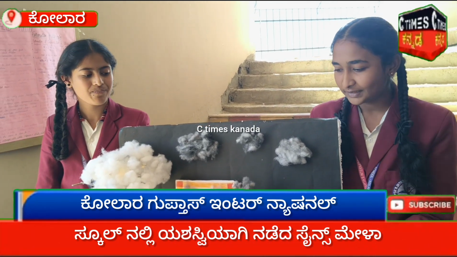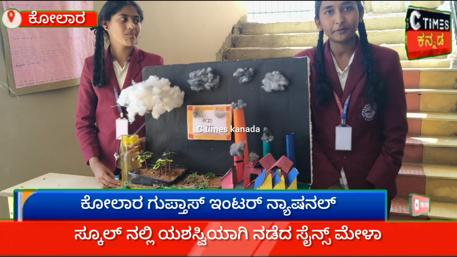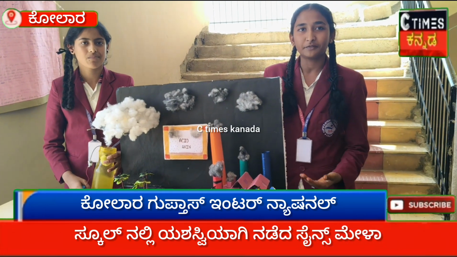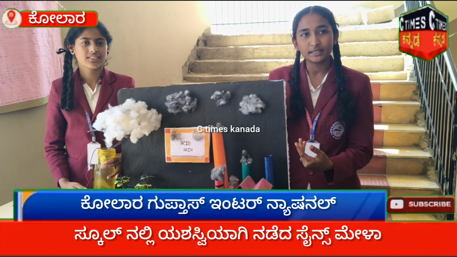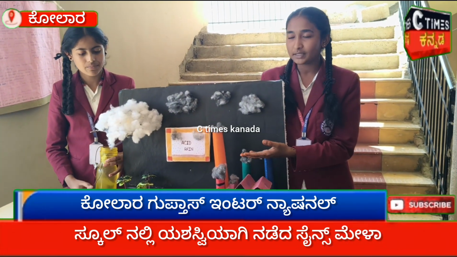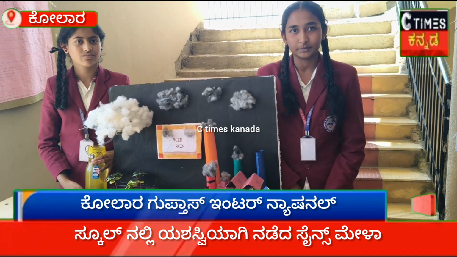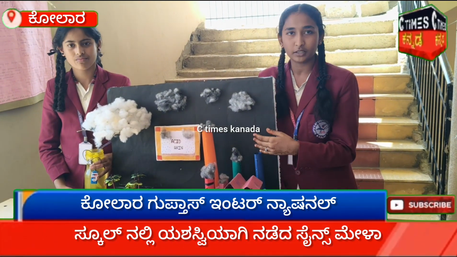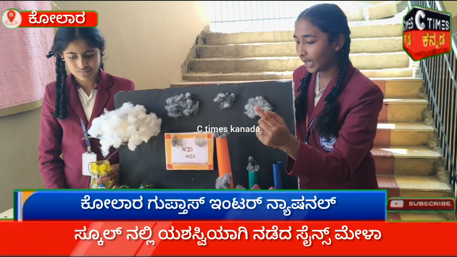So this is our model, the acid rain. Acid rain is a type of precipitation that contains high levels of nitric and sulfuric acid. This acid can damage the environment and infrastructure. The causes of acid rain are burning of fossil fuels, industrial processes and vehicle emission.